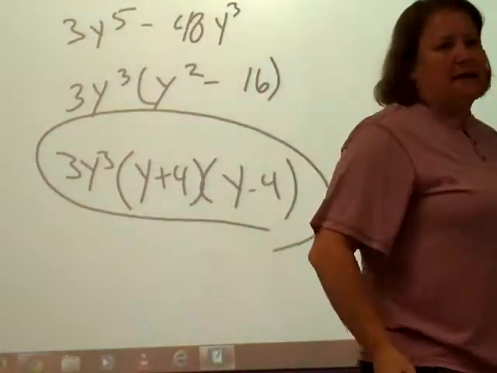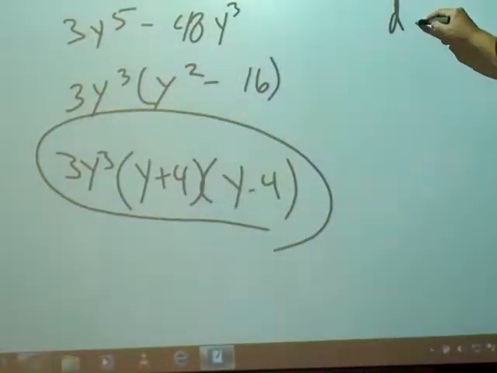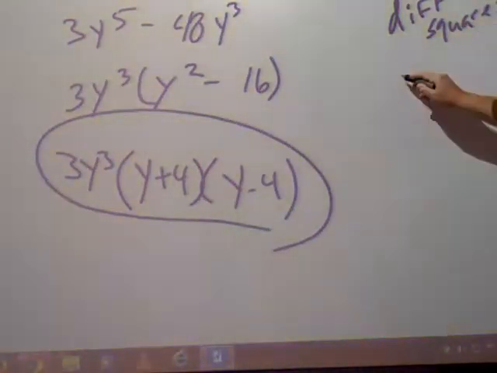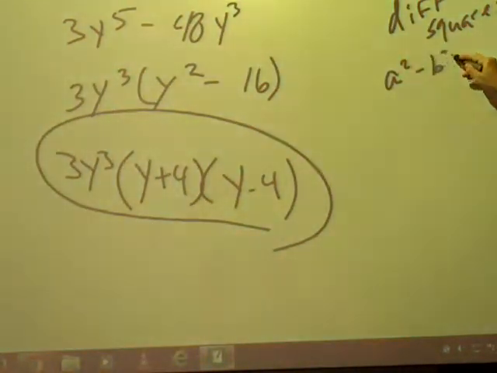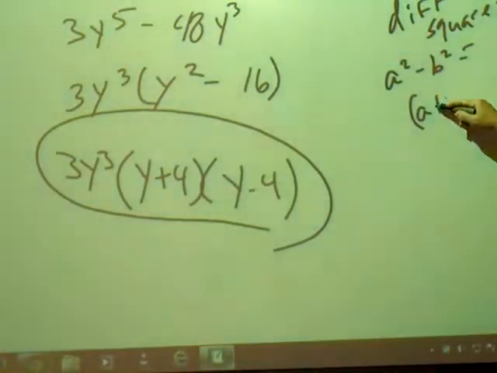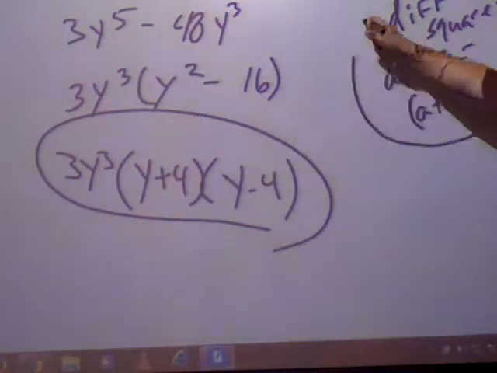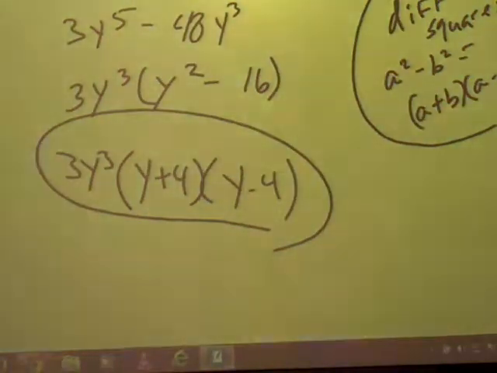Okay, and note you're going to need to make a note of difference of squares. If I had a squared minus b squared, that would be a plus b times a minus b. Just square root them. One gets a plus, one gets a minus. That's a note you need to make there that you're going to use a lot.